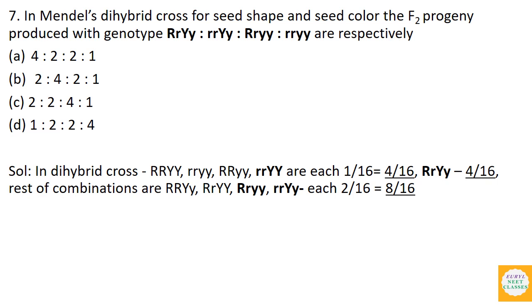The simple logic is that the other 8 are all possible combinations where one is homozygous and the other is heterozygous. We can see 4 types, but each type will contain 2 individuals. So a total of 8 individuals, that is 8 by 16. So the total 16 by 16 we got. As per the question, if you pick them with the bold letters, you will get the ratio 4:2:2:2:1. Got it? So let's see the next question.